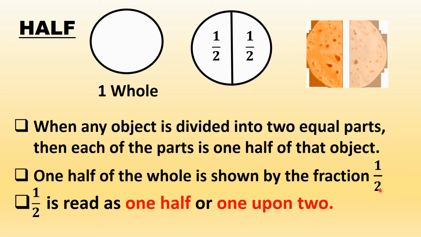In a fraction, the number written above the line is the numerator and the number written below the line is the denominator. In the fraction 1 upon 2, the numerator is 1 and the denominator is 2. So 1 upon 2 is read as 1/2 or 1 upon 2.